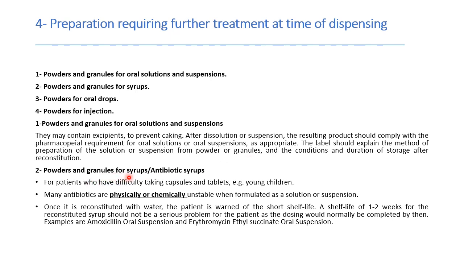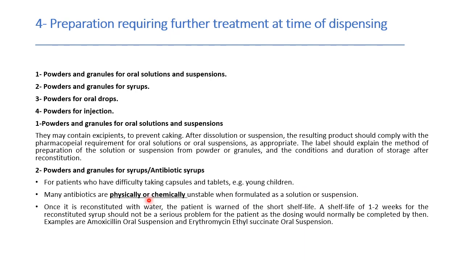Powders and granules for syrups. The most important ones are antibiotic syrups. These are formulated for patients who have difficulty taking capsules and tablets, such as young children. The other reason is that many antibiotics are physically and chemically unstable if they are formulated as a solution or suspension from the beginning.